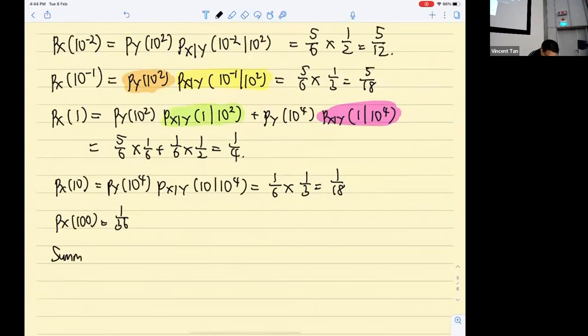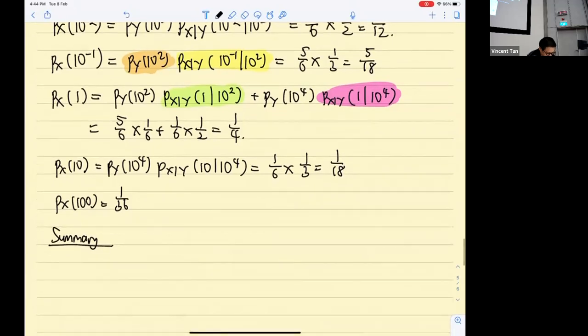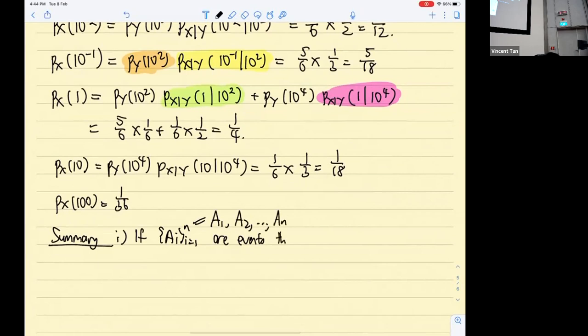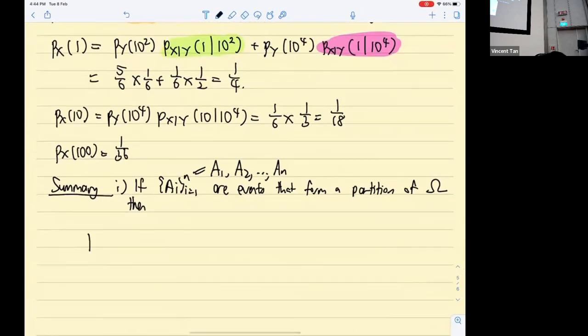Just a summary of everything that we have learned about conditional probability mass functions, okay? We have the following. One, if Ai, i running from one to n, are events, basically this means A1, A2, all the way up to An, are events that form a partition of the sample space, and my sample space is omega, then by the law of total probability, we have P of X of x is equal to the sum, i running from one to n, of probability of Ai, P of X given Ai of x.